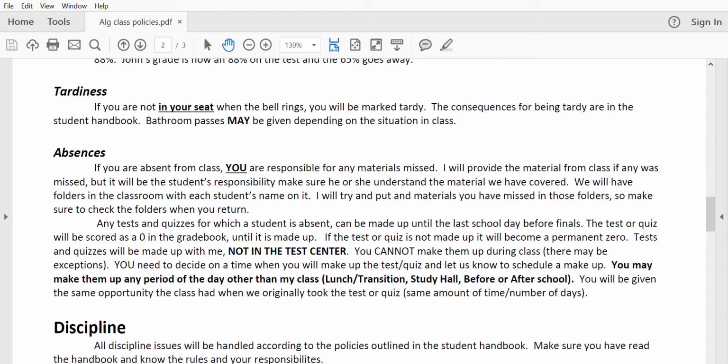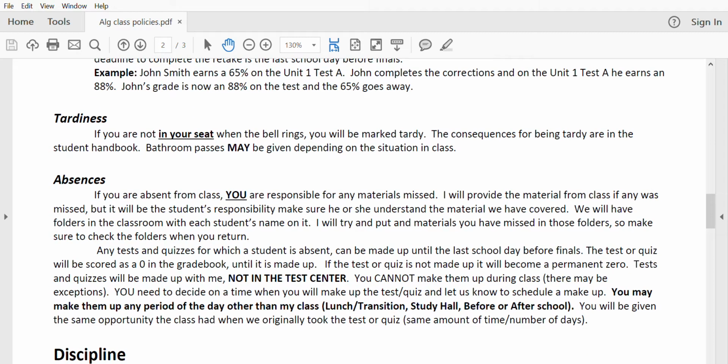All right. Tardies, pretty straightforward. You need to be in your seat when the bell rings. That is what the student handbook that you checked box online saying that you read says. I am not going to be an absolute stickler about this, but what I need from you is that you are making every effort to be in your seat when the bell rings.